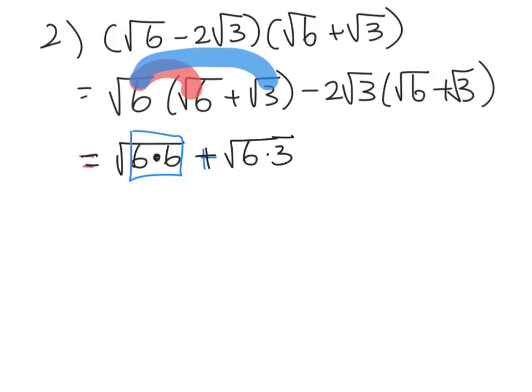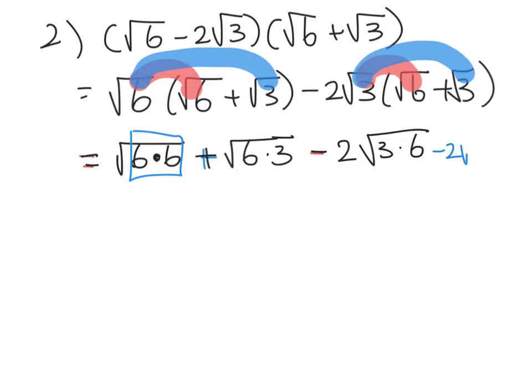Now let's do the back part, which is negative 2 square root of 3 times square root of 6. So that's negative 2 on the outside and square root of 3 times 6 on the inside. Now let's do the other one. I'll multiply those two, so that would be negative 2 square root of 3 times square root of 3. Another box, so that one's coming out too.